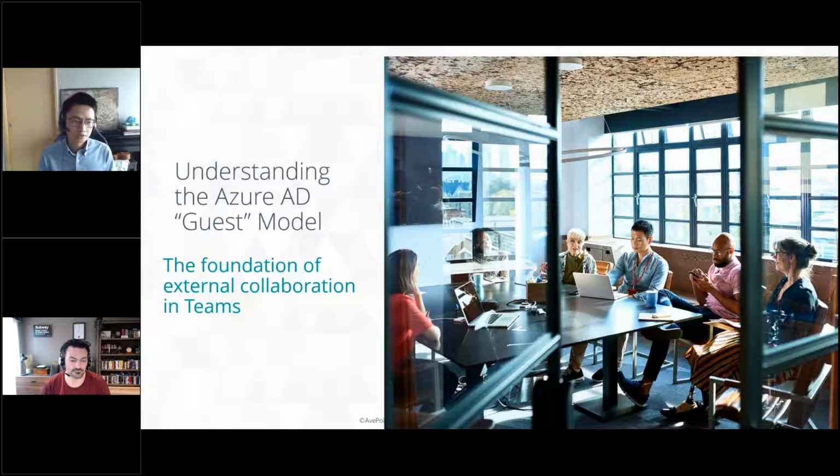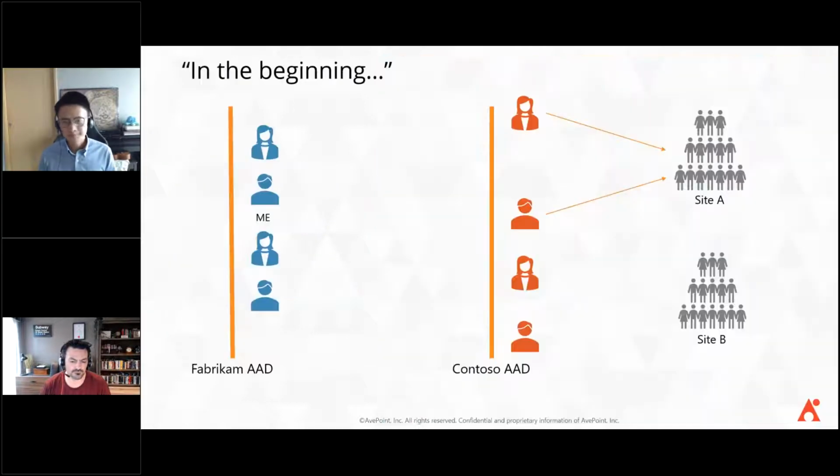So here, just to understand how this guest model in Azure AD works. Okay, so maybe a bit of a diagram and also an illustration here. So in the beginning, this is before we have Azure AD B2B, right? This is what a lot of organizations are probably still doing, like on-prem still, right? So let's say I'm working for Fabricant, and I need to work with Contoso on certain projects, and they have a site that I need to visit, so we can do collaboration over there.